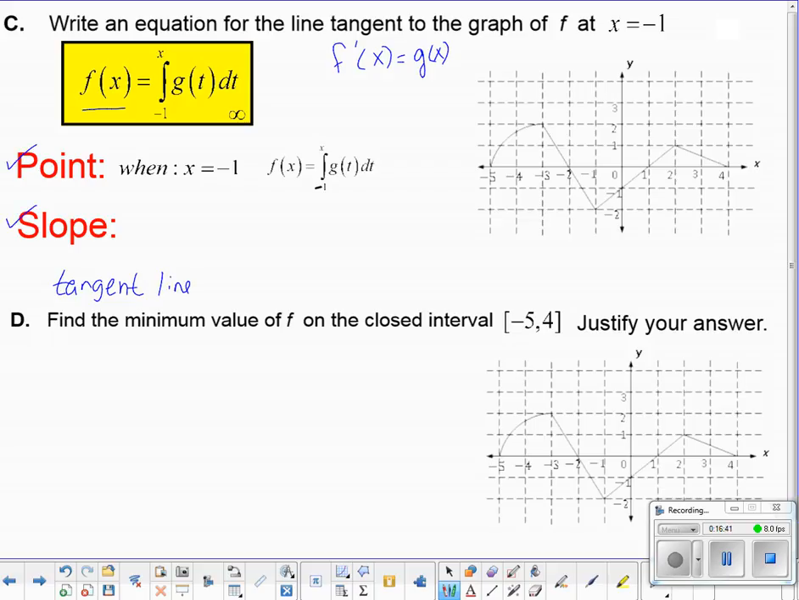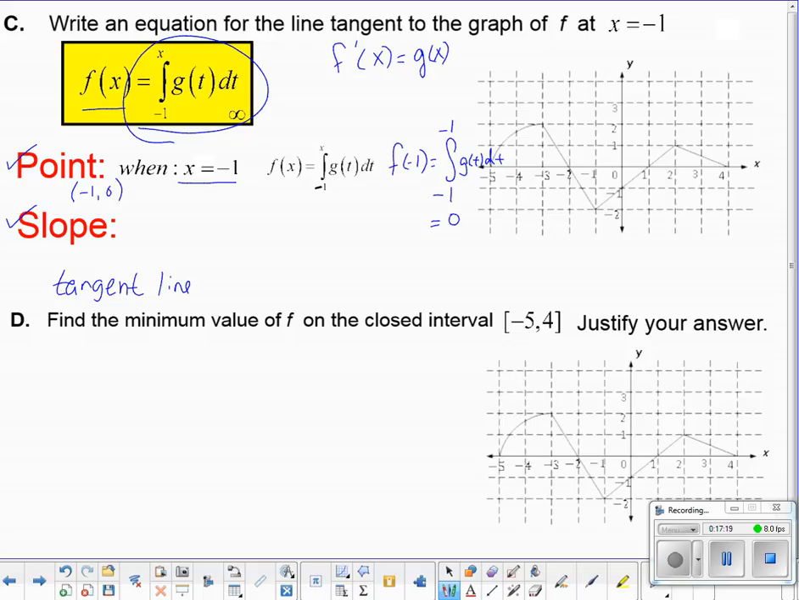I know the x value for my point. It's when x equals -1. In order to get f of -1, I'm going to put it into this function. And that's going to give me an integral traveling from -1 to -1 of g of t dt. And we all know that if I travel from -1 to -1, that ends up being a 0. That evaluates to 0. It covers no area. So I've got my point. I know that when I put in -1 into my function, I get out 0. So my point is going to be -1 comma 0.